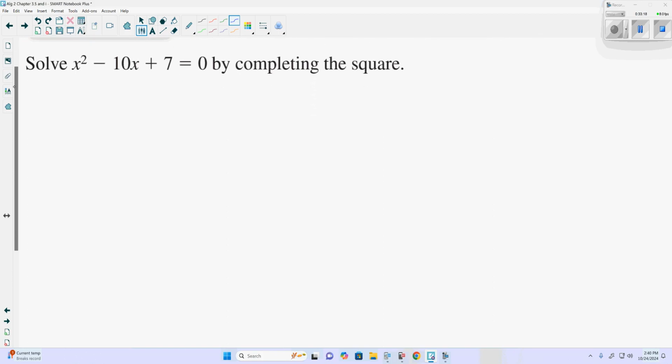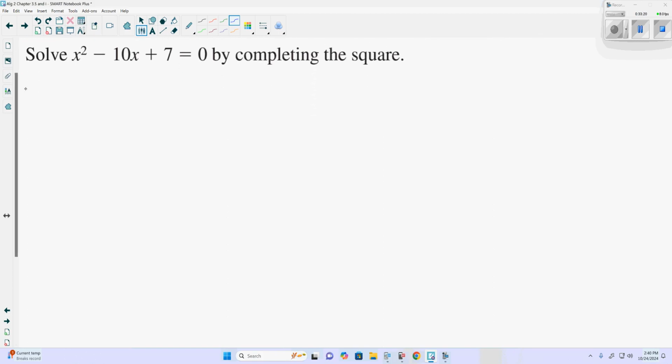We want to solve this here, x squared minus 10x plus 7 by completing the square. I'm just going to rewrite it. You do not have to rewrite it. So here, completing the square, the first step is a equal to 1. Is the number in front of x squared 1? Yes, because if not, make it so. Well, it's already 1. We don't have to do anything to that.